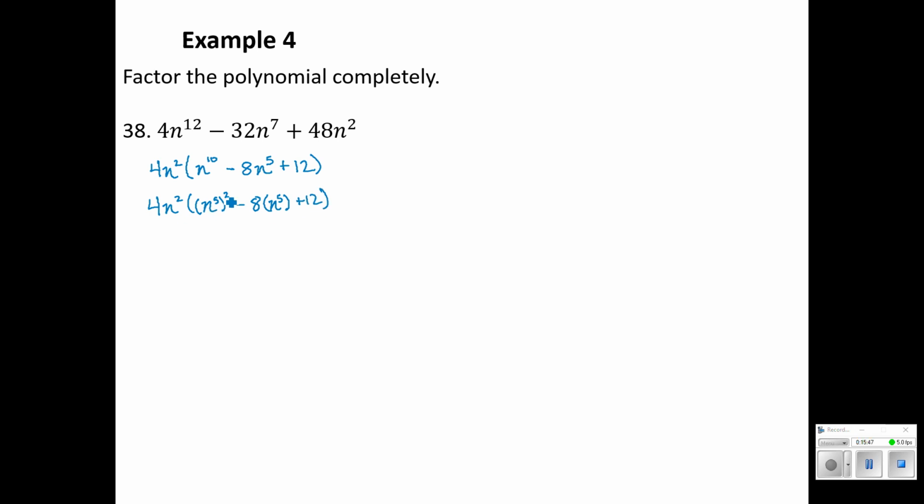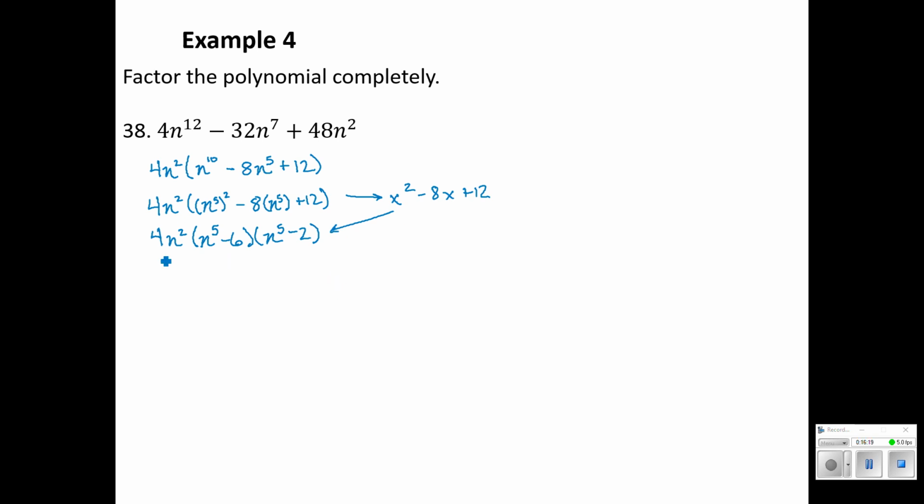So I've got something squared and then something and then a constant. We can factor that like a regular trinomial. 4n squared, and then this will be n to the 5th. My magic numbers are minus 6 and minus 2. And you can see that if we were to FOIL these back together, it was just as if this were x squared minus 8x plus 12. We factor that, except instead of x's, we had n to the 5th.